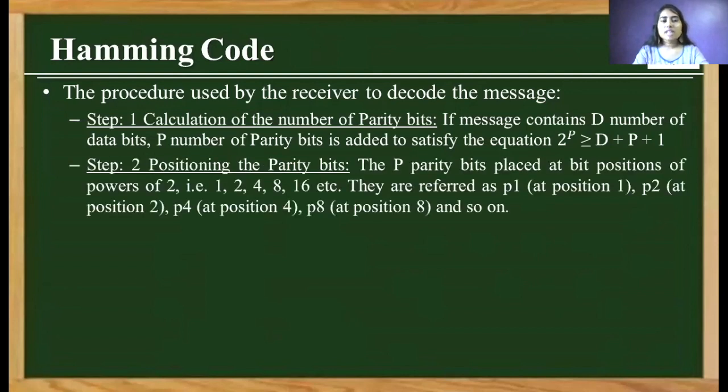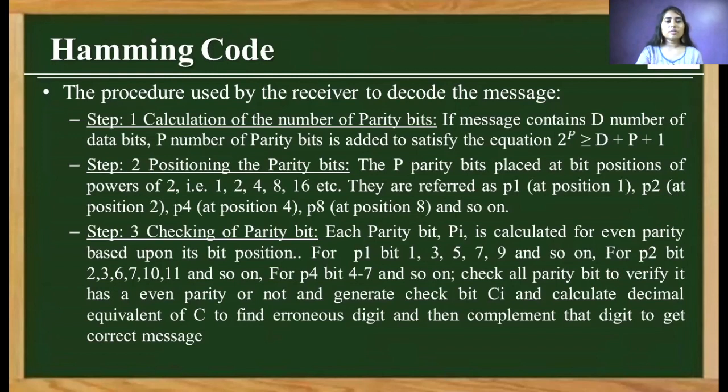Now decide the position of the parity bits, that means locate the parity bits. So here we know that a parity bit is placed at a bit position that is a power of 2, that means 1, 2, 4, 8, 16. P1 at position 1, P2 at position 2, P4 at position 4 and P8 at position 8, and so on. Step 3, checking of the parity bit.